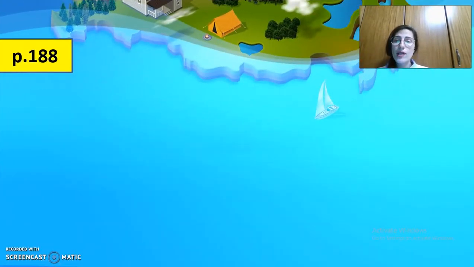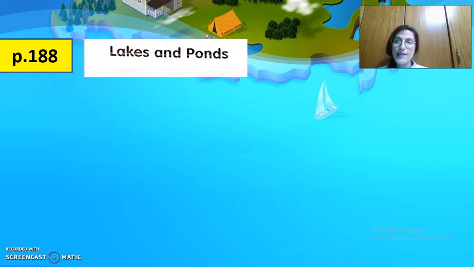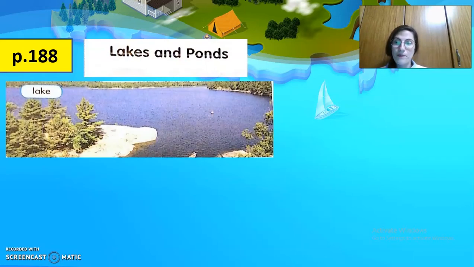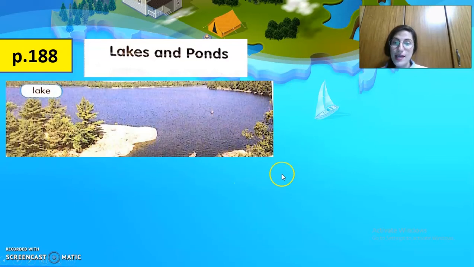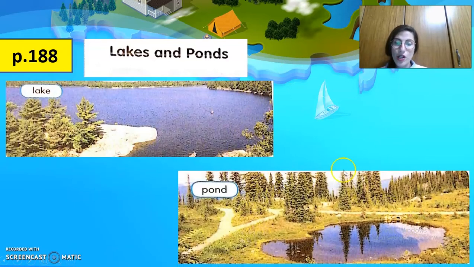For today, we're going to start with page 188, the lakes and ponds section. In the first picture, we can see a lake. In the second picture, we can see a pond. Now, if you observe carefully, we can see that the lake is really big in comparison to the pond. And the pond is really small, right? Let's move on.